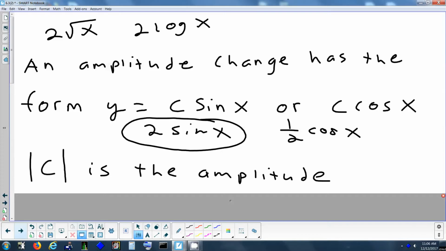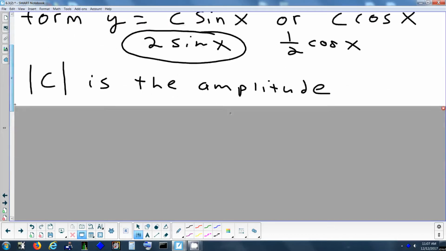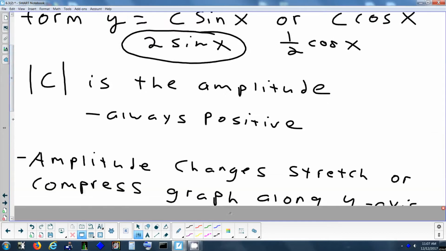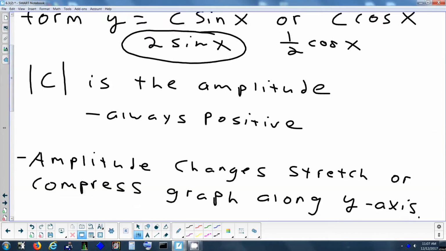What the negative does do is change the graph. It causes it to flip. Okay? The only time you take the absolute value is if I ask you, what is the amplitude? Don't give me a negative number. But when you're sketching it, you have to include the negative, because the negative does cause the picture to flip. Okay, we already said that. Amplitude's always positive. So amplitude change is going to stretch or compress the axis up and down.